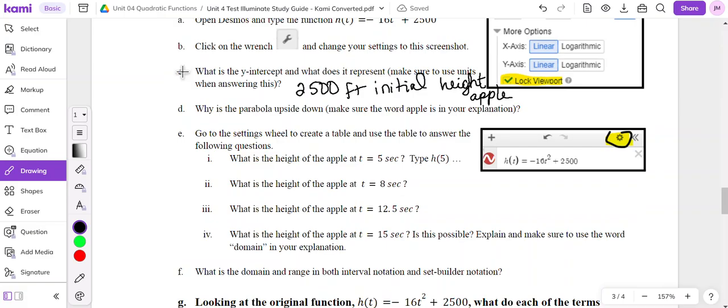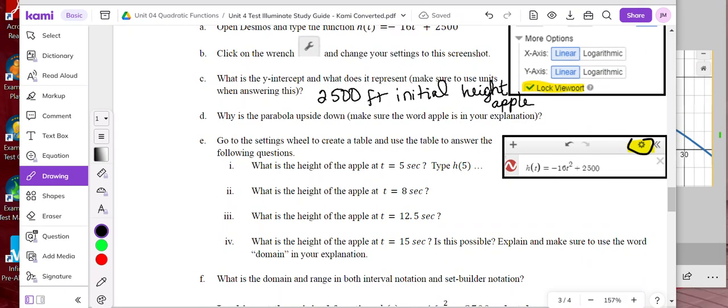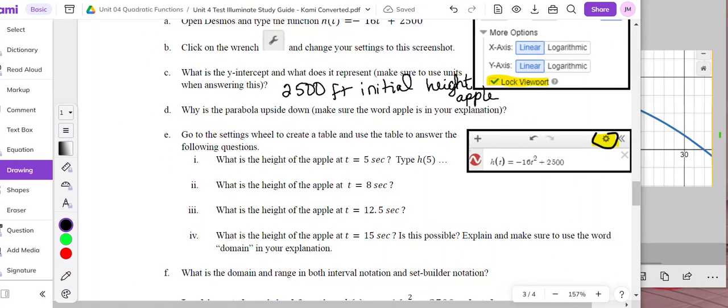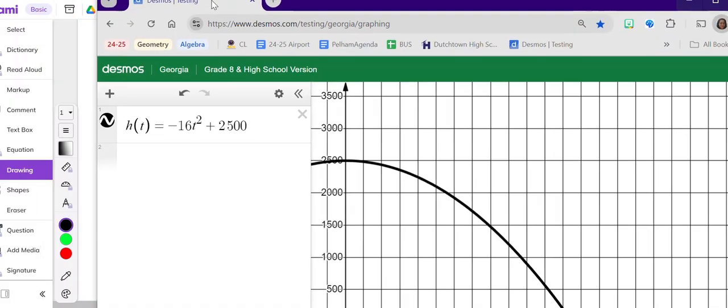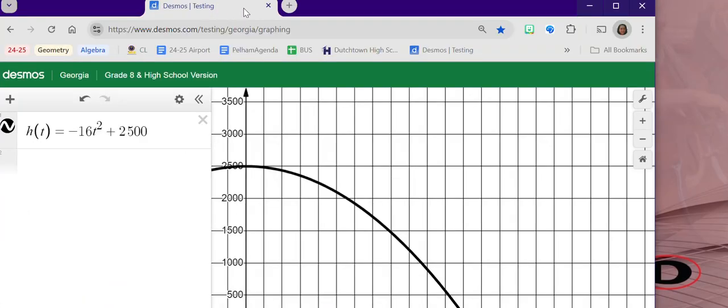Go to settings, the settings wheel to create a table and use the table to answer the following questions. Not cool. I need them to be side by side. So just bear with me. Let me pause the video till I'm done.